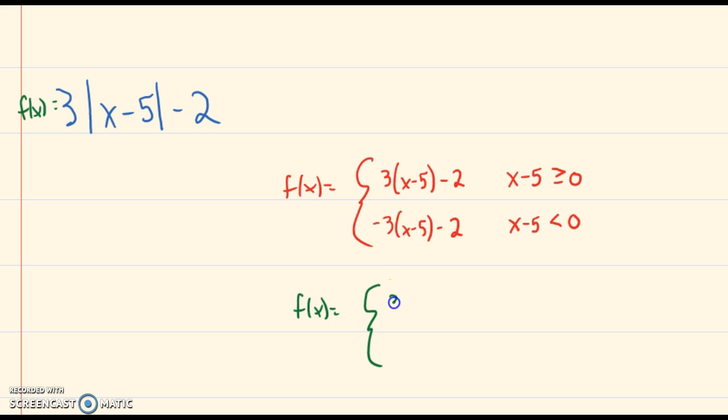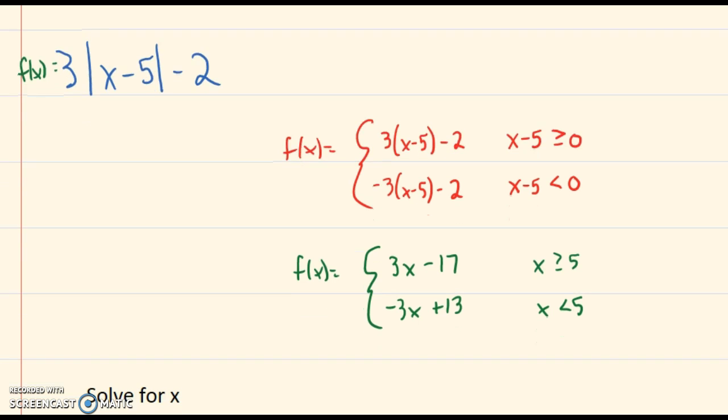Distribute the 3. So we're going to have 3x minus 15 minus 2 is minus 17. Down here, we're going to have negative 3x. This will become plus 15 minus 2, which is plus 13. And then solve those. We're going to have x greater than or equal to 5, and x is less than 5. And so that's how we're going to write an absolute value function as a piecewise function.